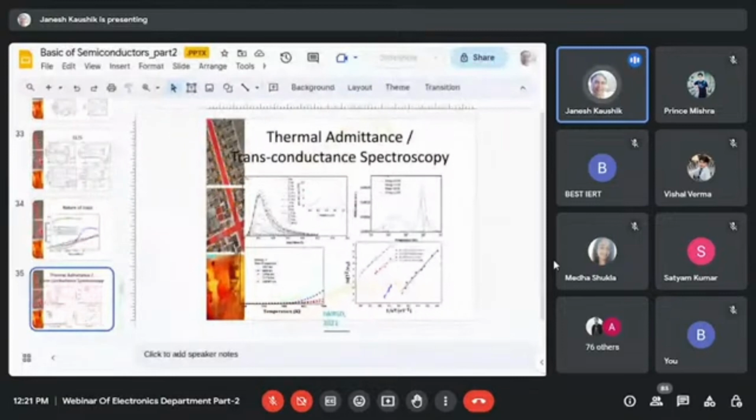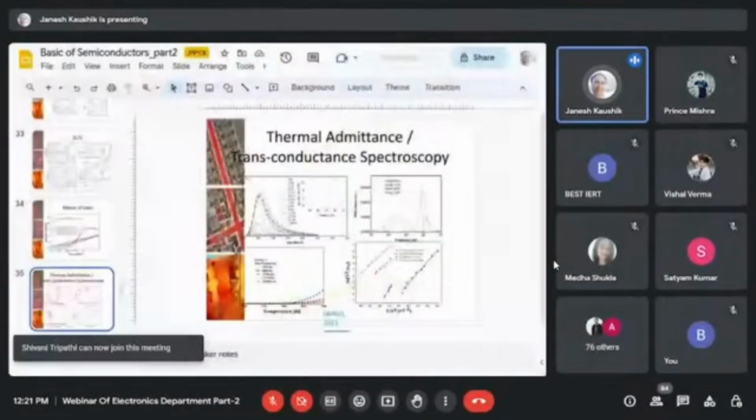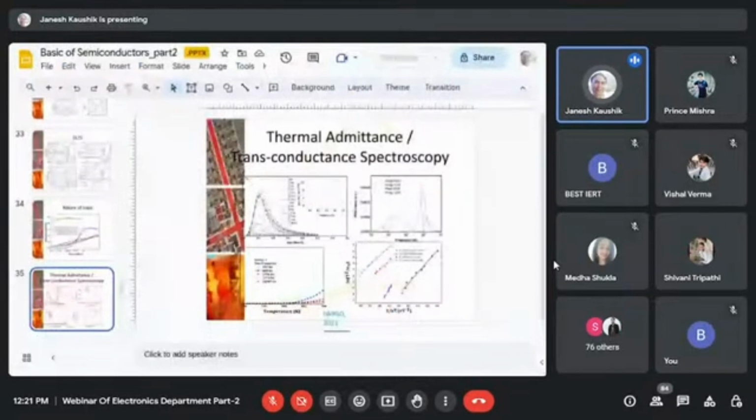In addition to the DLTS, we do transconductance spectroscopy. It means we calculate the transconductance at low VD values, and we change the measurement temperature, and we can calculate the different traps. Here we can get deep as well as shallow trap information, but in case of DLTS, we get only deep traps. Shallow traps come in the current DLTS. Again, it's very difficult to differentiate. So this is again a powerful measurement.